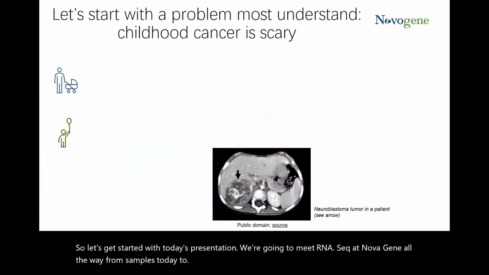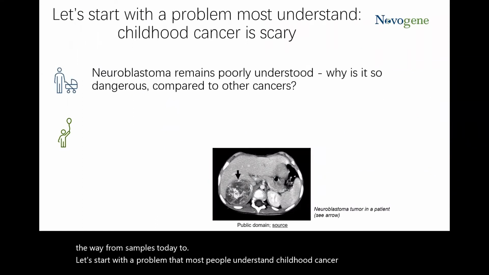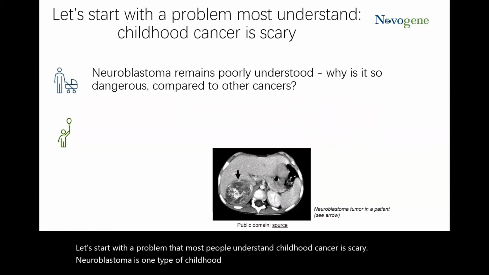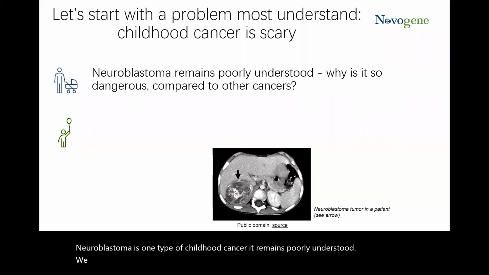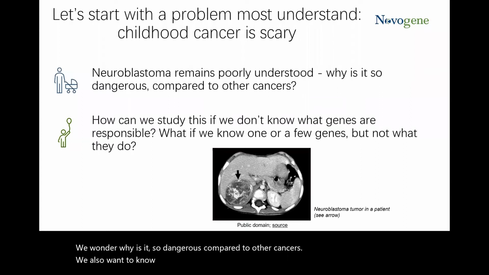Let's start with a problem that most people understand. Childhood cancer is scary. Neuroblastoma is one type of childhood cancer. It remains poorly understood. We wonder, why is it so dangerous compared to other cancers? We also want to know, how can we study this if we don't know which genes are responsible? What if we know one or a few genes, but not what they do?